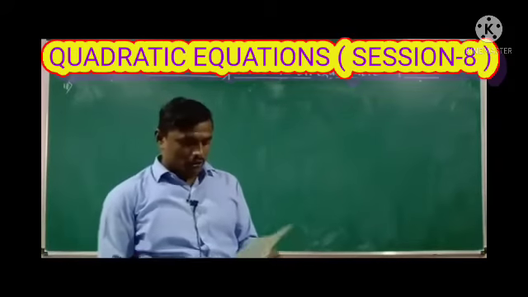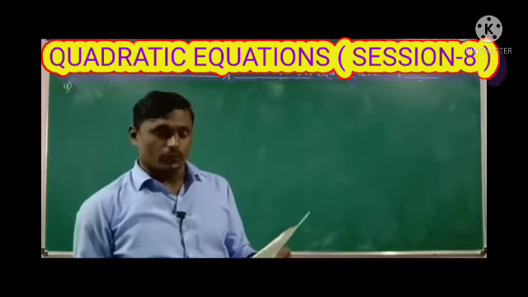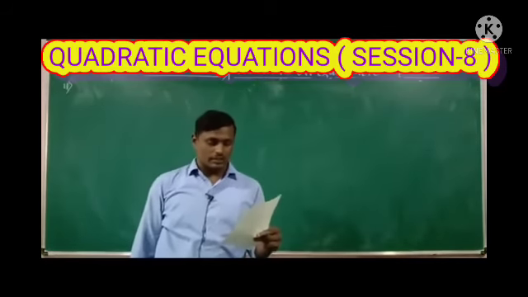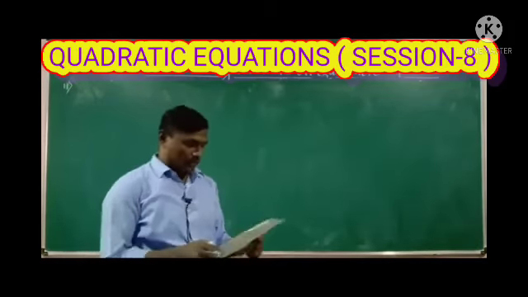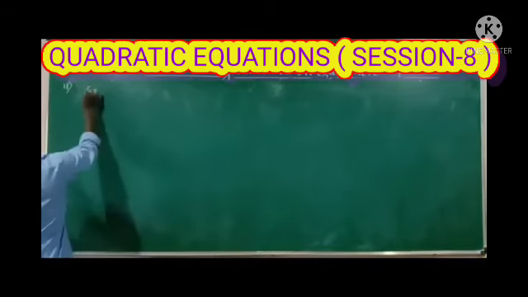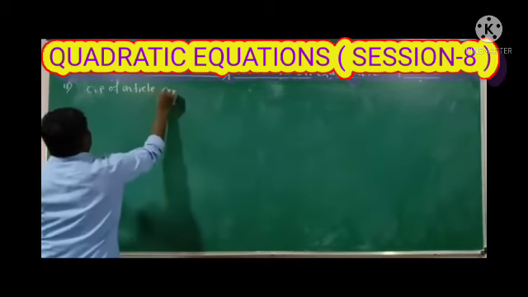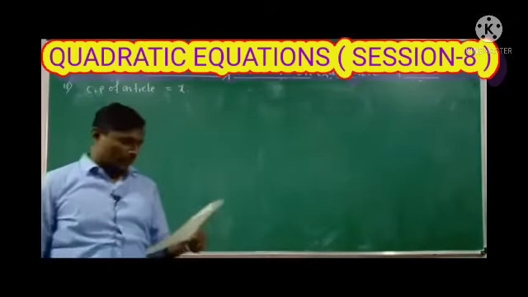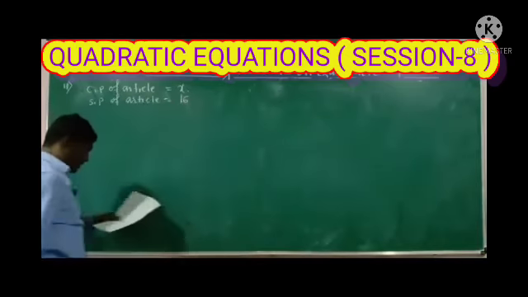A man bought an article for rupees X and sold it for rupees 16. If his loss was X percent, find the cost price of the article. So the cost price of the article is considered as X. The selling price of the article, SP, is 16 rupees, right?